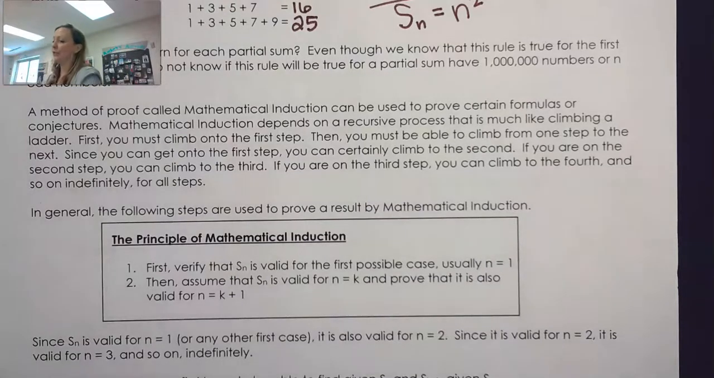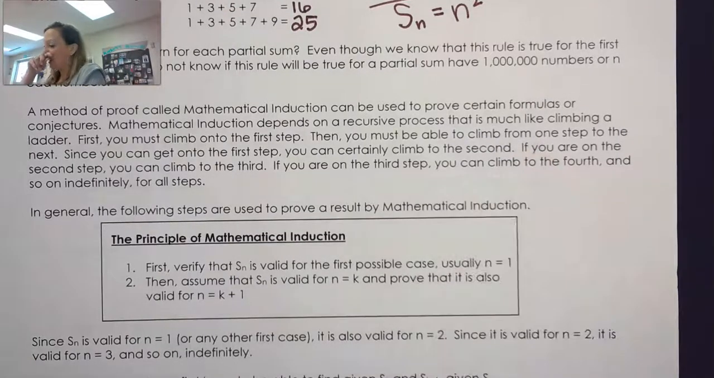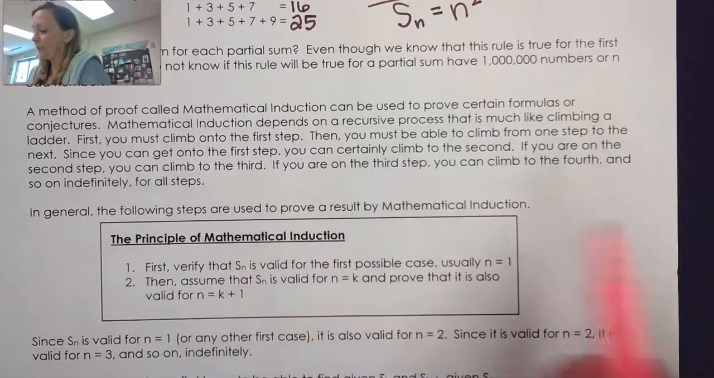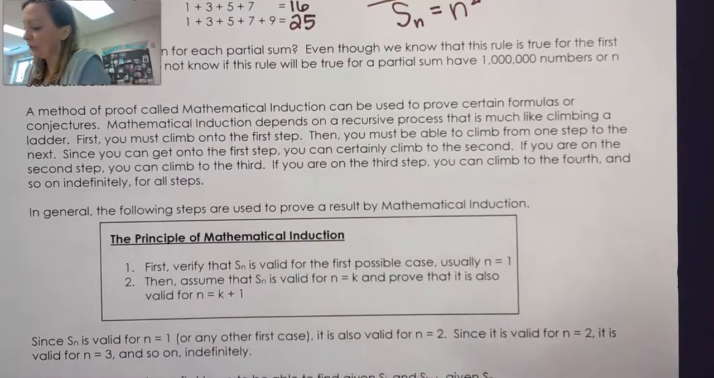It depends on a recursive process that is much like climbing a ladder, okay? First, what we're going to do is climb onto the first step, okay? And if you can climb onto the first step, you're good. Then what we need to do is show that we can get from the first step to the second step. Now, if you've gotten to the second step, can't you get to the third and the fourth and the fifth? And that's what we're going to do.